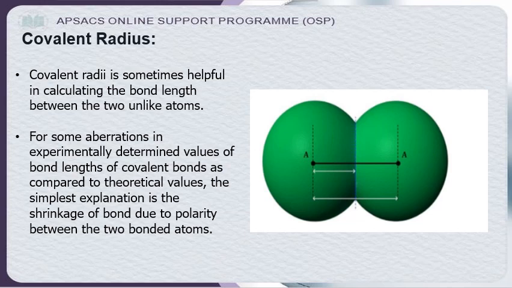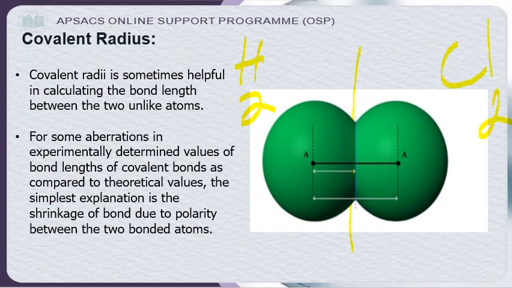So for this reason, here you can see in the diagram there are two homonuclear atoms which are joined together by means of a covalent bond. Half of this distance is termed the covalent radius. Now apply it to the HCl molecule. Suppose the HCl molecule, here it is given. It comes out from H2 and Cl2.